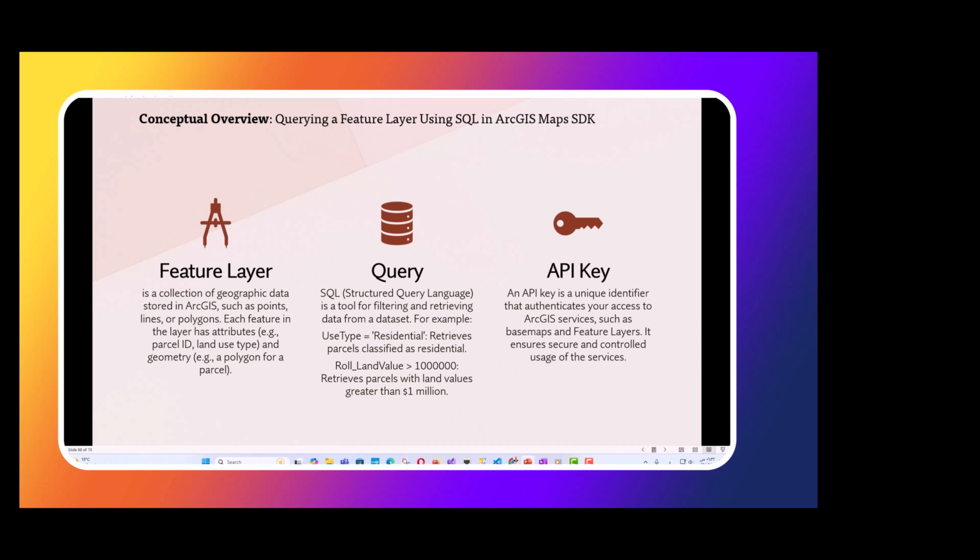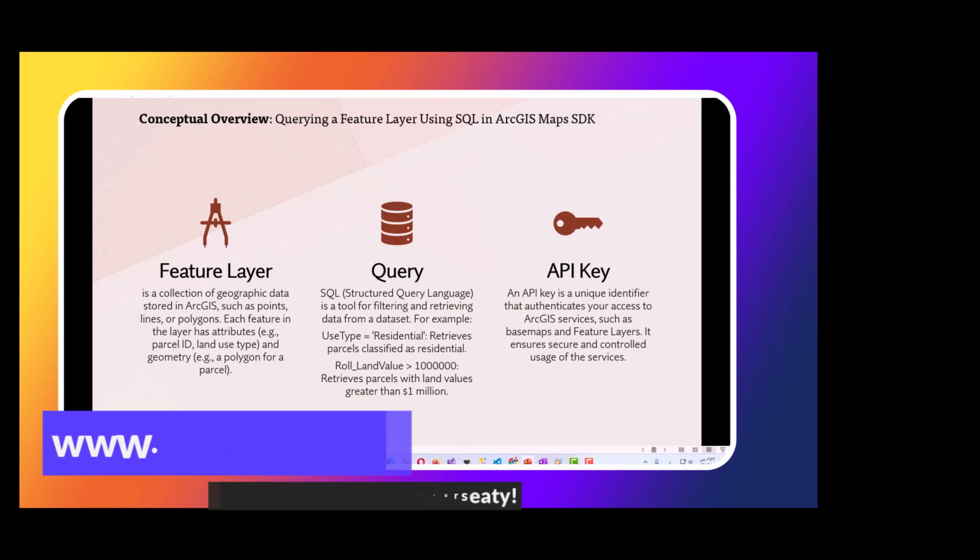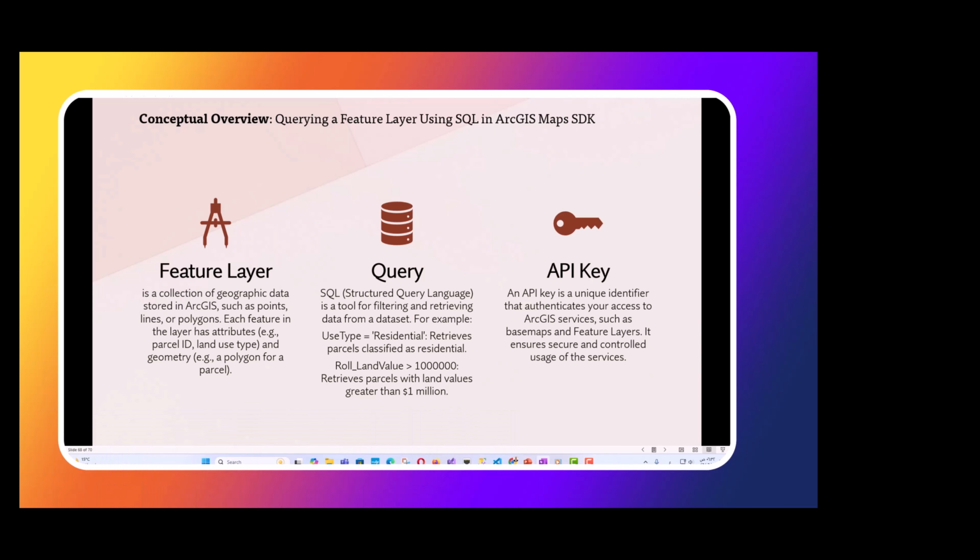Conceptual overview. What is an API key? An API key is a unique identifier that authenticates your access to ArcGIS services such as base map and feature layers. It ensures secure and controlled usage of the services. What is a feature layer? A feature layer is a collection of geographic data stored in ArcGIS, such as points, lines, or polygons. Each feature in the layer has attributes, for example parcel ID, land use type, and geometry. Example, a polygon for a parcel.